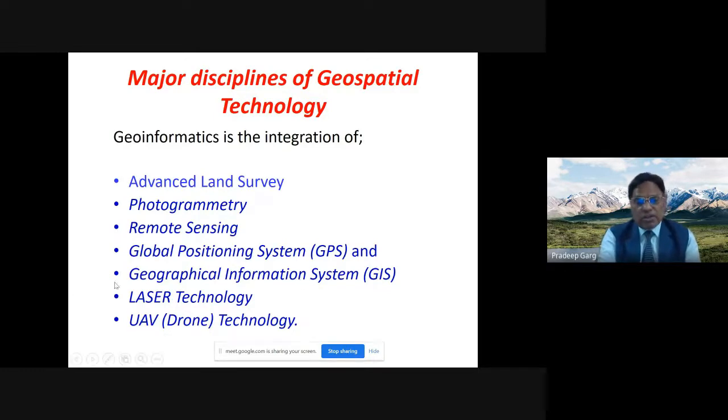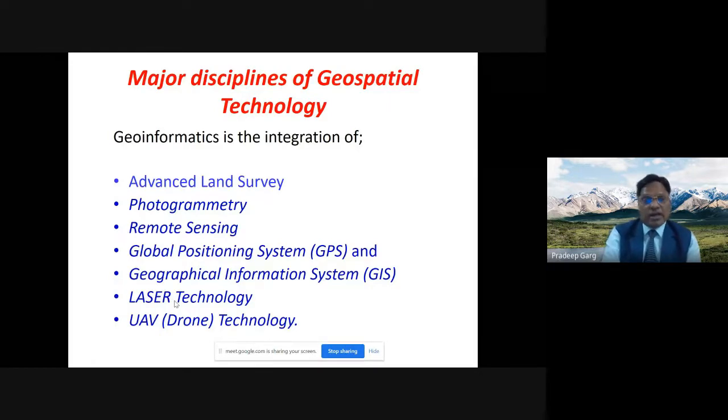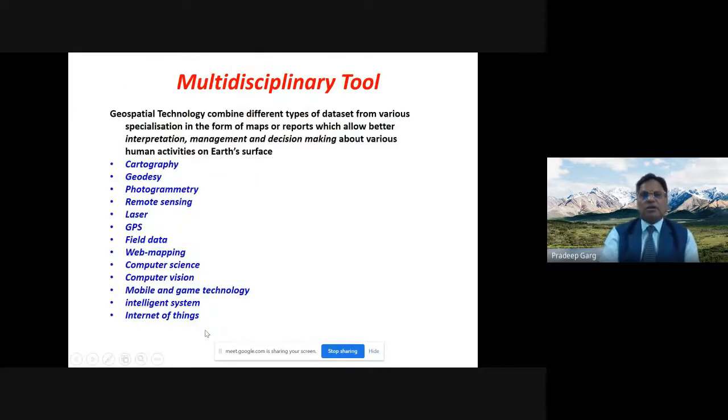Laser technology, this is the latest in the area, where we are using laser beams, and these are collecting again the X, Y, and Z coordinates of the ground features. Then last is the drone technology. So I will cover a little bit of all of these very quickly, so that you understand the whole thing.